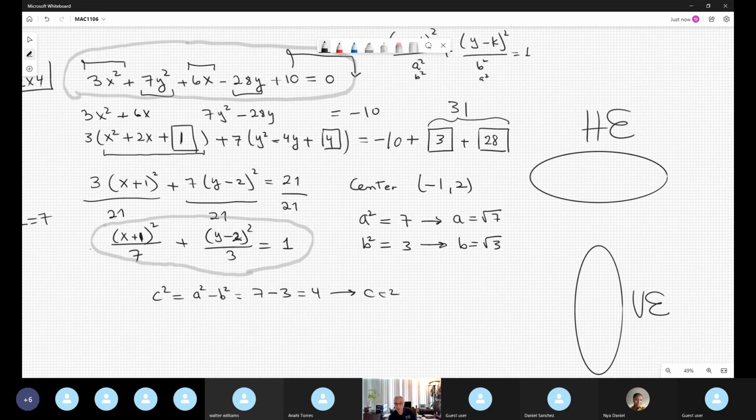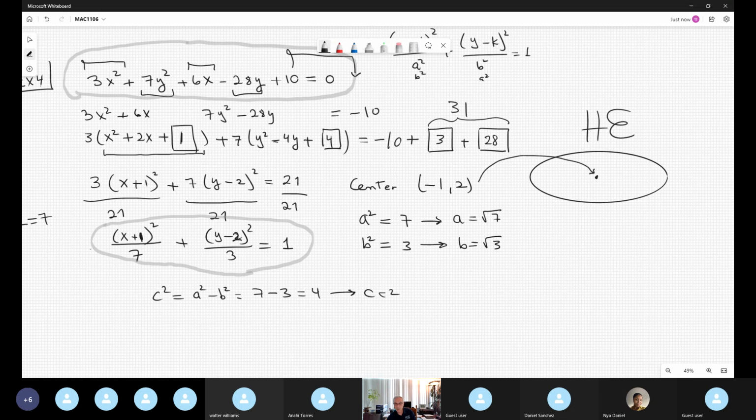So nobody know. This is the most important, guy. Is it vertical or horizontal? Huh? No idea. You don't understand very well this? What is the bigger number? A squared or B squared? It's 7, no? So the bigger is associated with the X. So okay, this is the center.